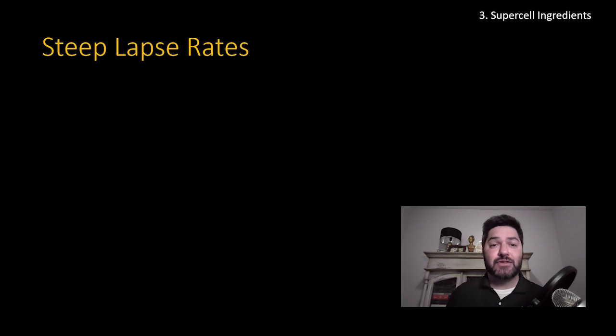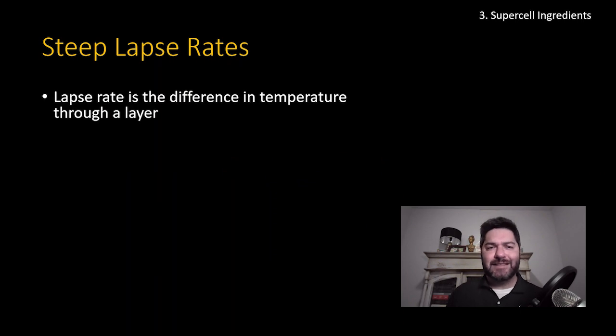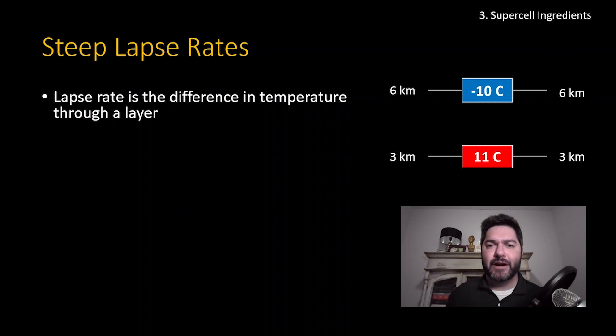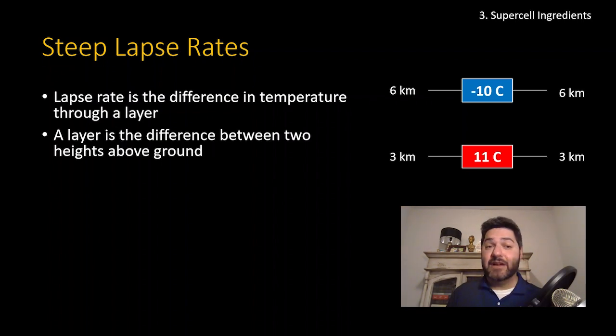Steep lapse rates. A lapse rate is defined as the difference in temperature through a layer. Now, here we can see two levels, 3 kilometers and 6 kilometers. Now, at 3 kilometers, the temperature is 11°C, and at 6 kilometers, the temperature is minus 10°C. Now, a layer is the difference between two heights above ground. In this case, we have two heights, 3 kilometers above ground and 6 kilometers above ground. And so the layer here is the 3 to 6 kilometer layer.